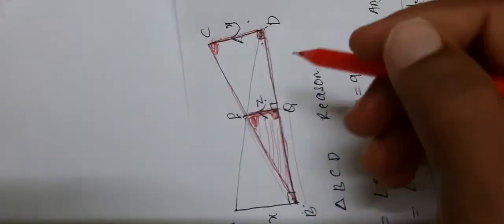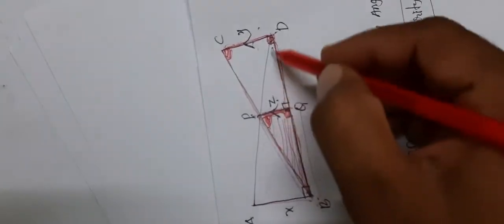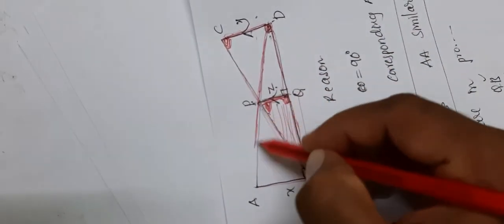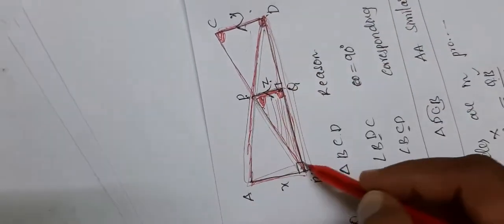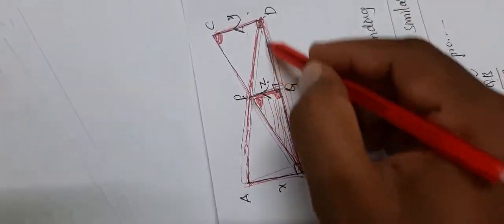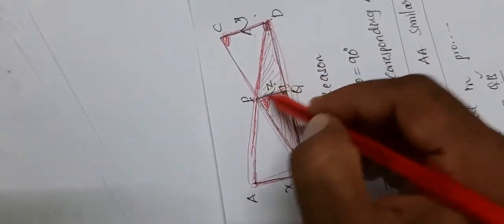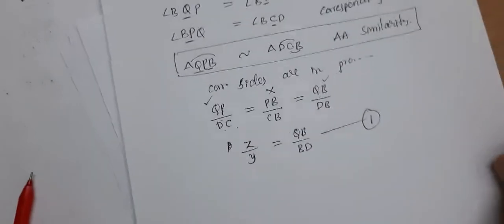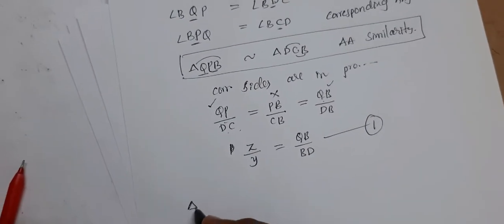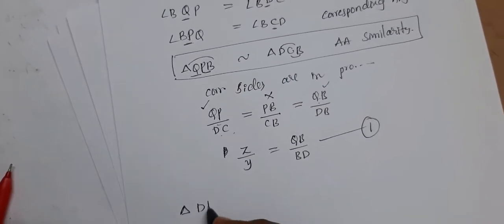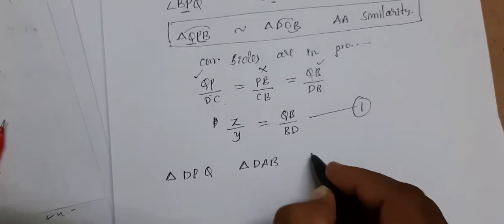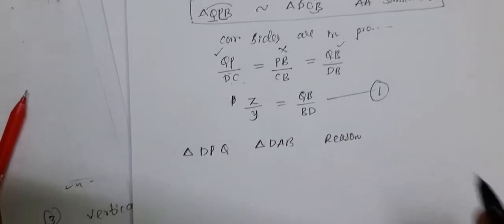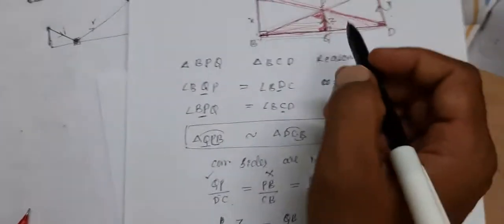Now see there, this triangle DAB is a larger triangle and DPQ is a smaller triangle. Now these two triangles, right? The same is applied. So triangle DPQ, triangle DAB region, right? So what are equal here?